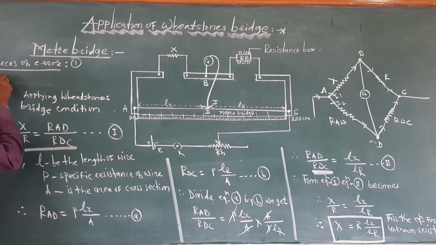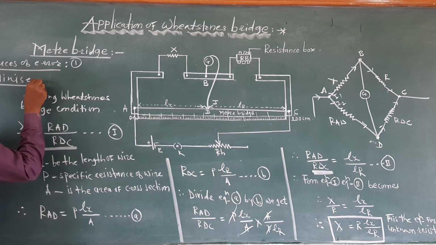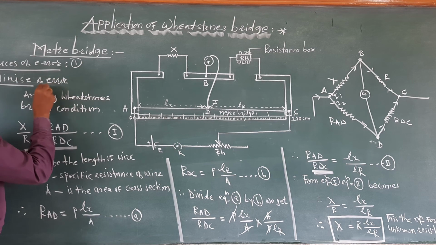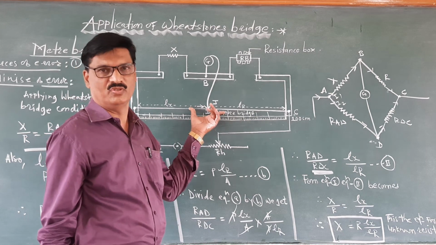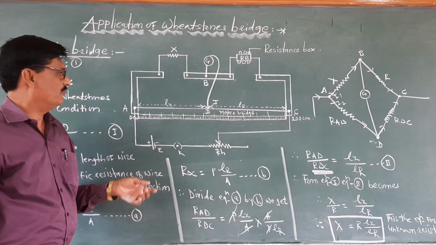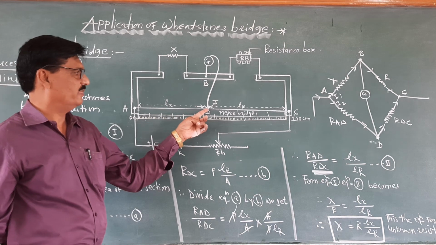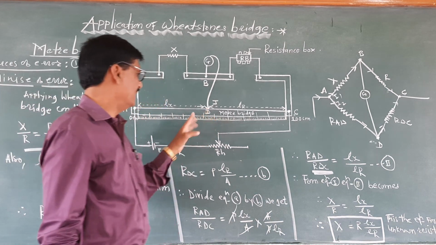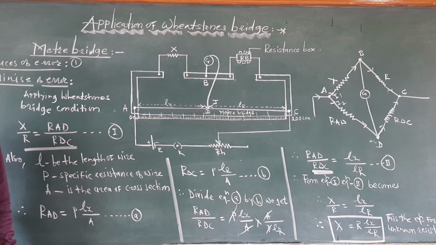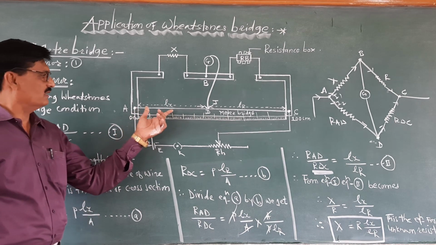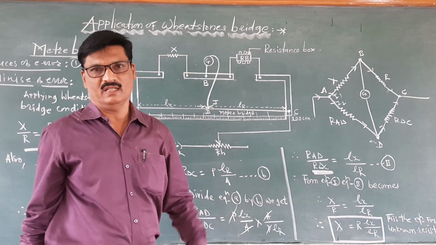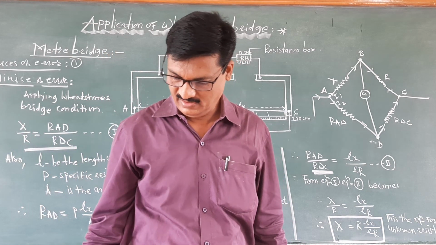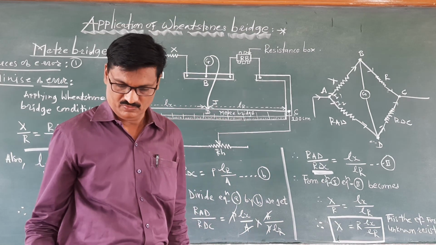Then, how to minimize the error. Here, the wire should be uniform, and the balance point, null point, point of contact should be at the center of the wire. At that time, this error can be removed. Another way to remove error is that X and R are interchanged and the experiment is repeated. In this way, the error can be removed.